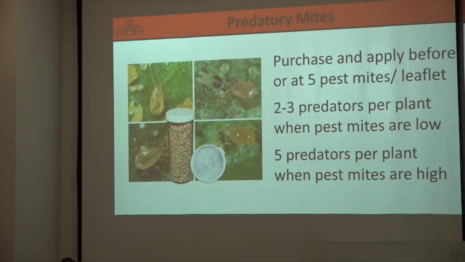If you want to purchase predatory mites, you want to do it when you have about 5 pest mites per leaflet, or even earlier than that, so they have time to feed on them and catch up to the population before the pest mites get too numerous. Typically you want to release about 2 to 3 predators per plant if the pest mites are low. If you've let the population get a little high, you want to release 5 predators per plant when pest mites are high.